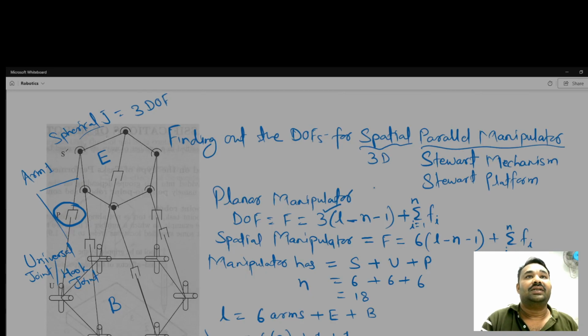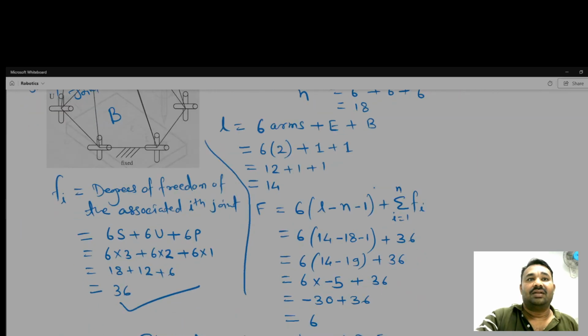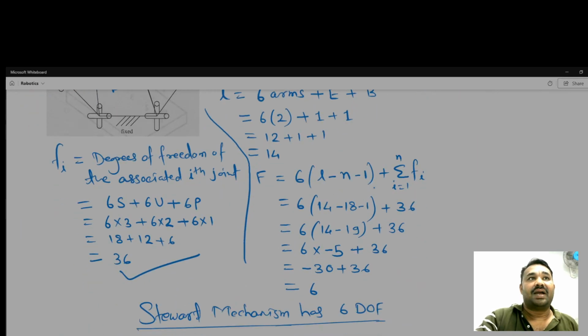And we already know about the planar manipulator. So in a spatial manipulator, only the 3 is replaced by 6, and then all the calculations are the same as for the planar parallel manipulator.